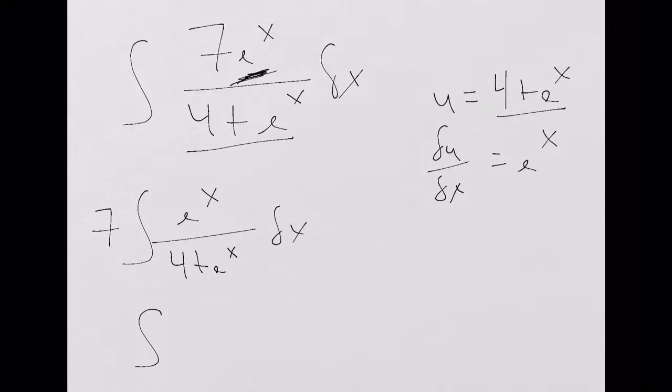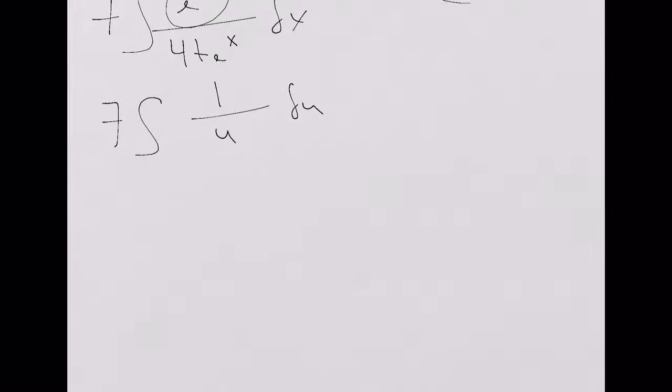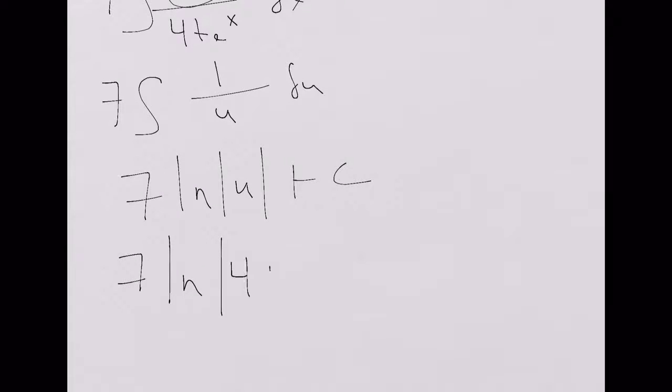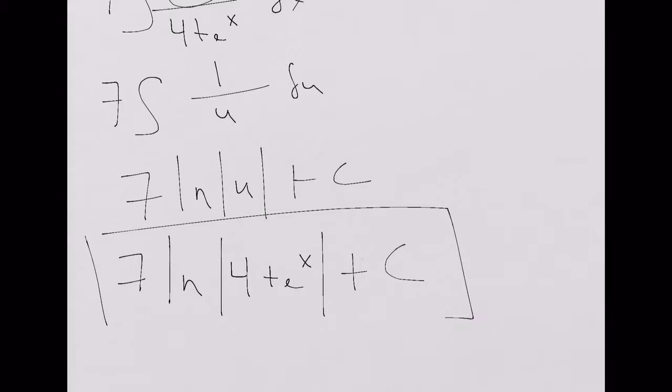So I could rewrite this as 1 over u du, because again my du dx, which is just e to the x, substitutes for that e to the x, and then my dx's cancel out. Don't forget my 7. So I just have 7 natural log of u plus c, but then my u, remember that we did a substitution, is 4 plus e to the x plus some constant. So this would be my antiderivative for this particular problem.